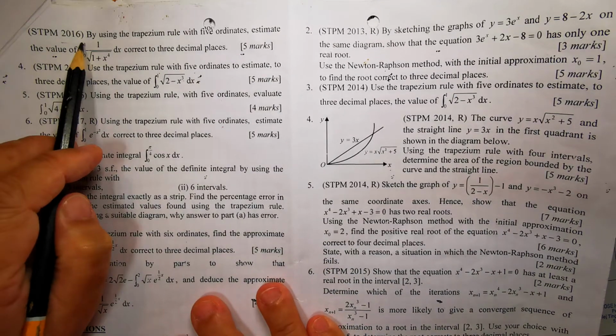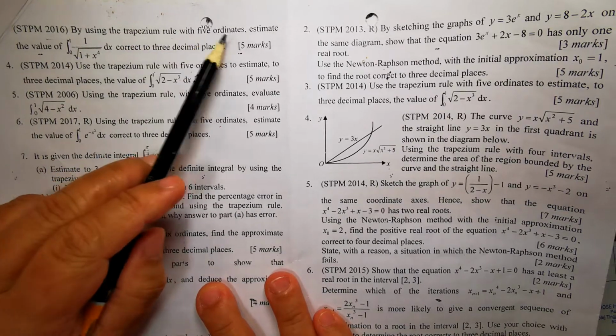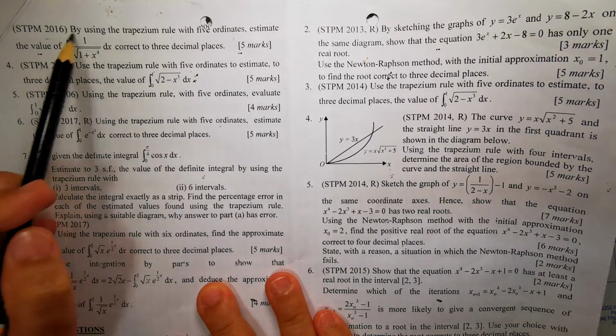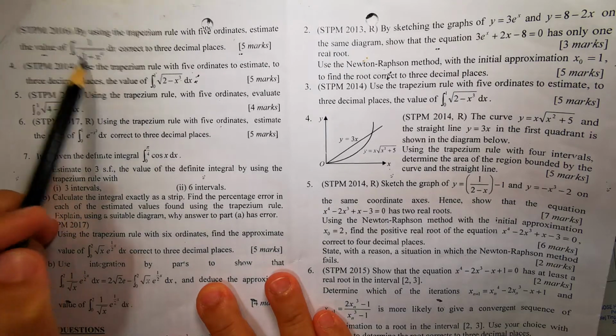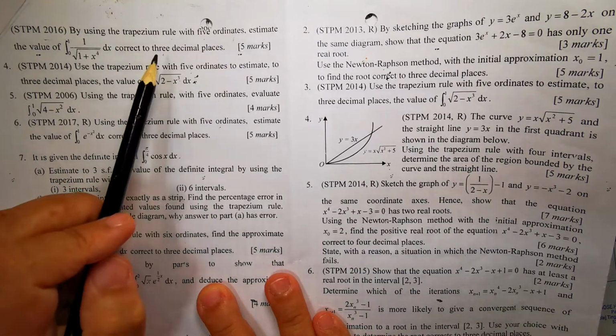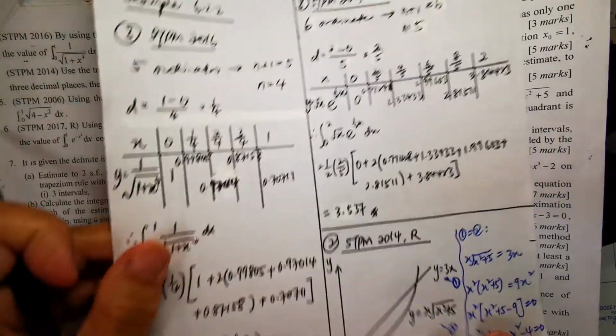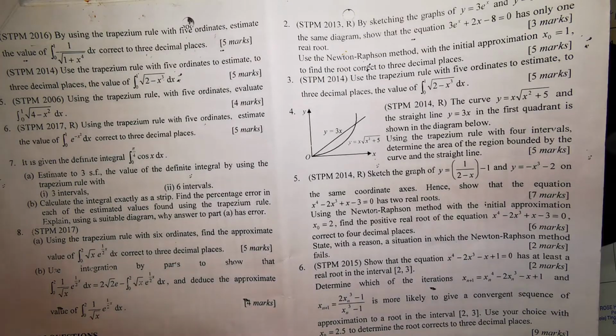STPM 2016. The question says, by using the trapezium rule with 5 ordinates, estimate the value for this definite integration, correct to 3 decimal places. 5 ordinates, 3 decimal places, 5 marks. So it's like this.